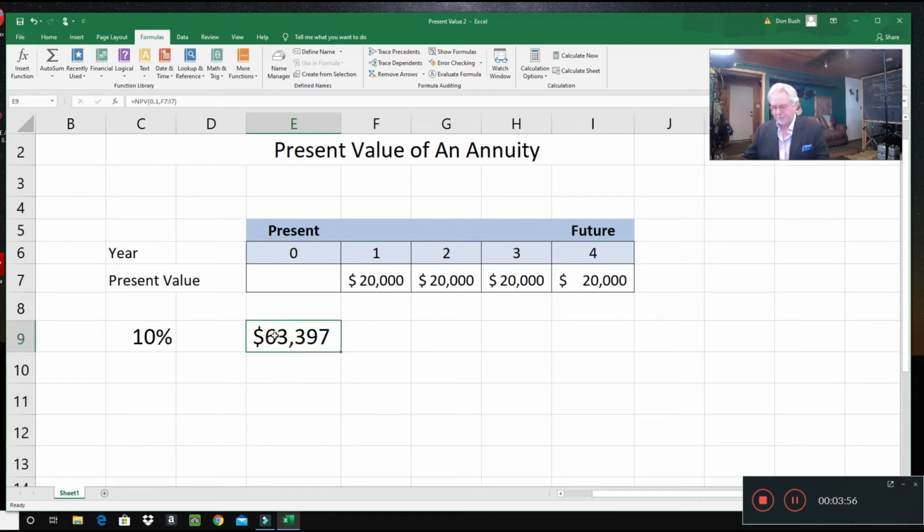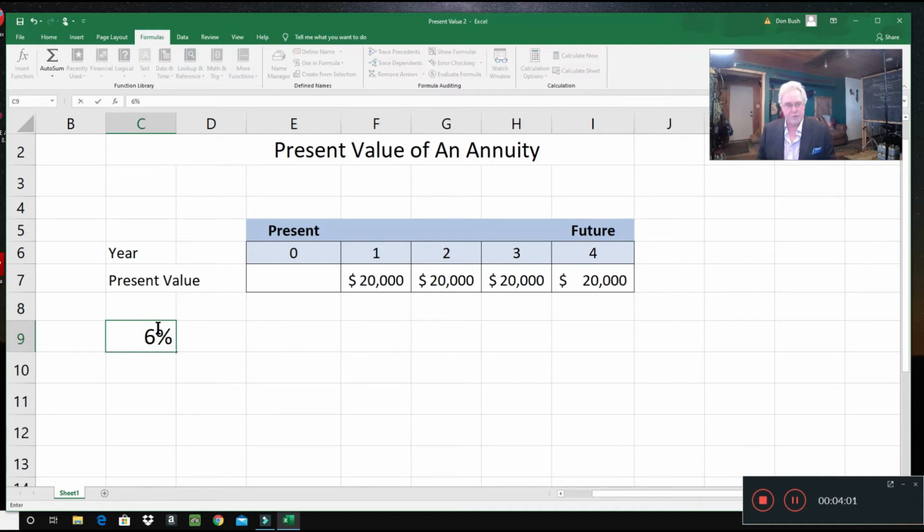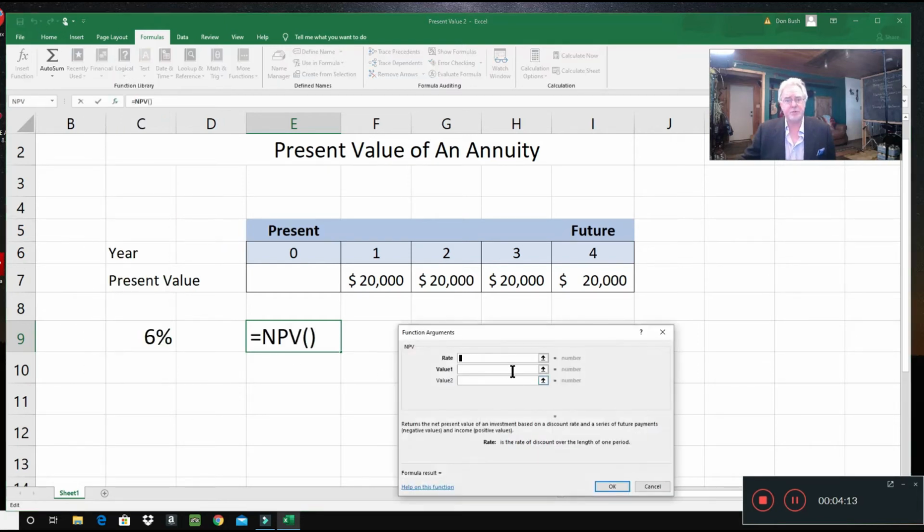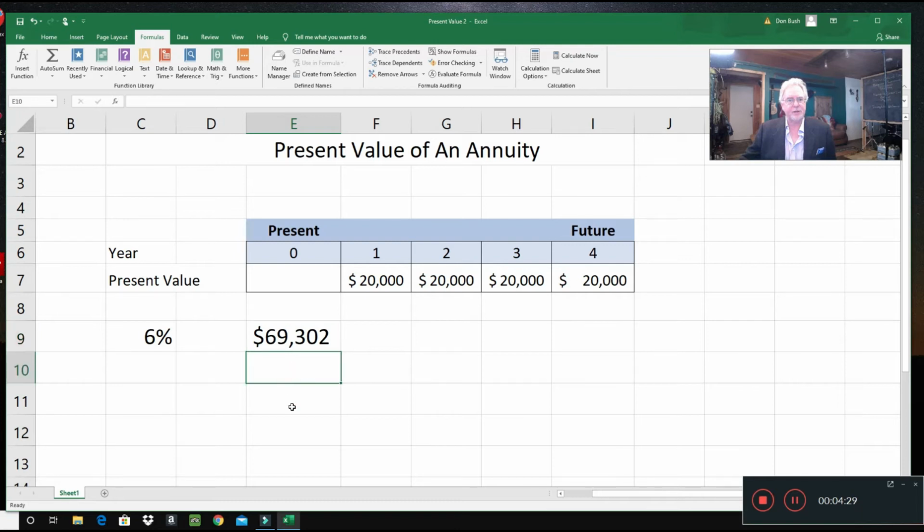Let's try it at a different percentage rate. Let's try 6%. So all we do, go up to Formulas. Go to Financial, go down to NPV. There we go. So the rate is 6%. So you can type in 6% or 0.06 either way. Go down to Value 1. And instead of typing these in, let's highlight them. There we go. So there's the dollar amount now. So in other words, if a person had in a savings account $69,302 and that account was paying 6%, that person could withdraw $20,000 at the end of year 1, $20,000 at the end of year 2, $20,000 at the end of year 3, and withdraw $20,000 at the end of year 4. Of course, there'd be nothing left at the end of year 4 after that final withdrawal.